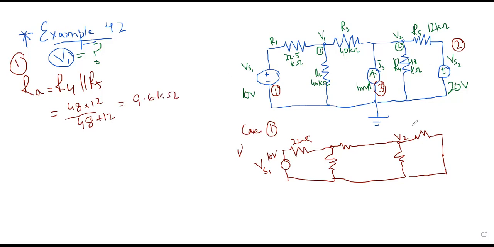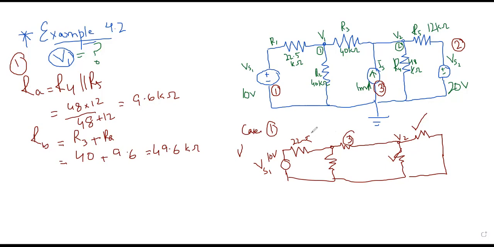Now I will resolve this R4 and R5. Now for RB, RB basically is R3 plus RA. So RB equals R3 plus RA. What is the value of R3? R3 value is 40 and the value of RA is 9.6. So this is approximately equal to 49.6 kilo ohm.